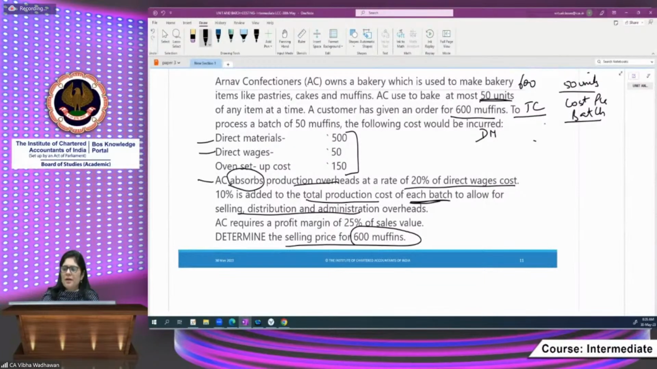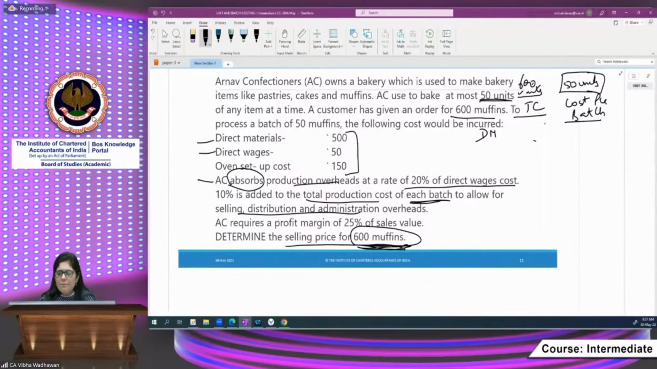So cost per batch you have to calculate, and one batch includes 50 units. Then total cost will be for 600 units. Clear? Because we have to calculate the selling price for 600. Selling price means total cost plus profit, reaching up to sales. So we have to make the entire format starting from direct material.